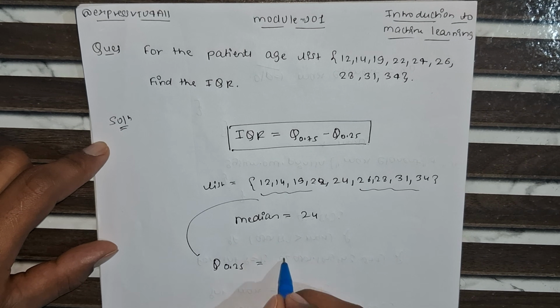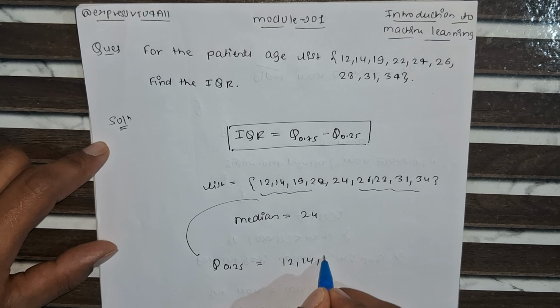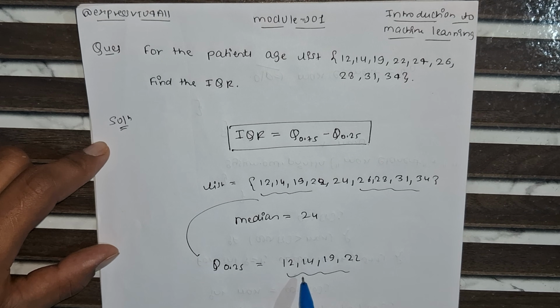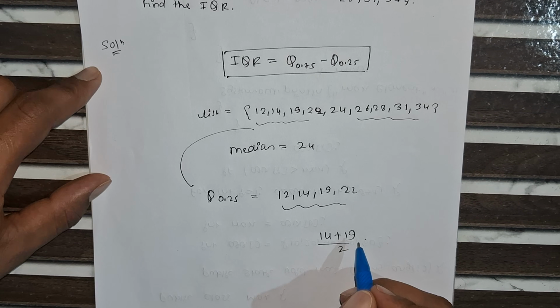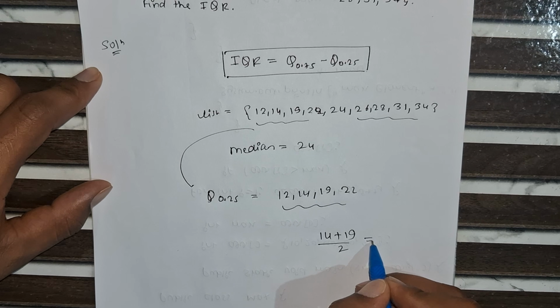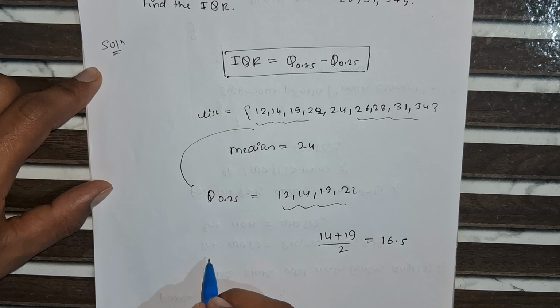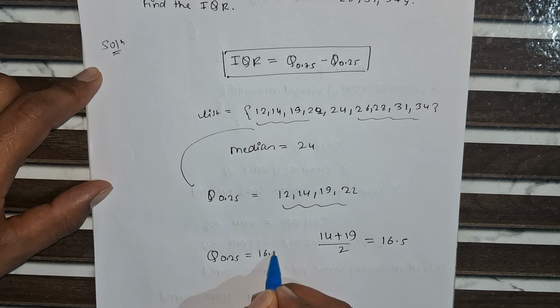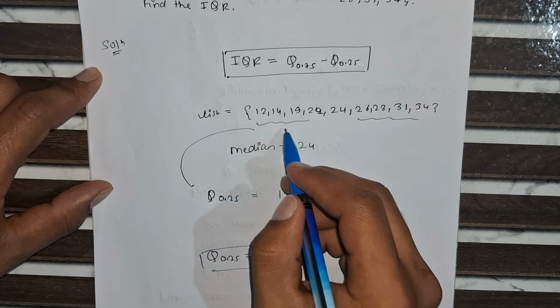This is the list which is 12, 14, 19, 22. So for this, how can we find the median, which is nothing but the average of the second and third element? So 14 plus 19 divided by 2. When you solve it, it becomes 16.5. So our quartile at 0.25 equals 16.5. This is our first quartile.